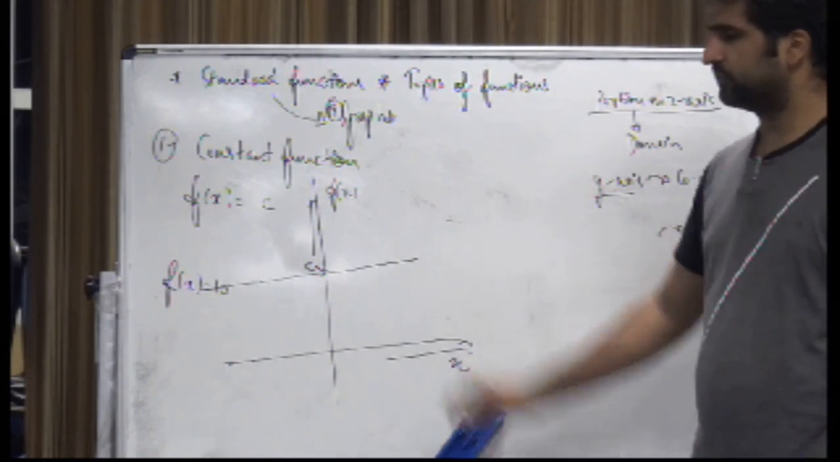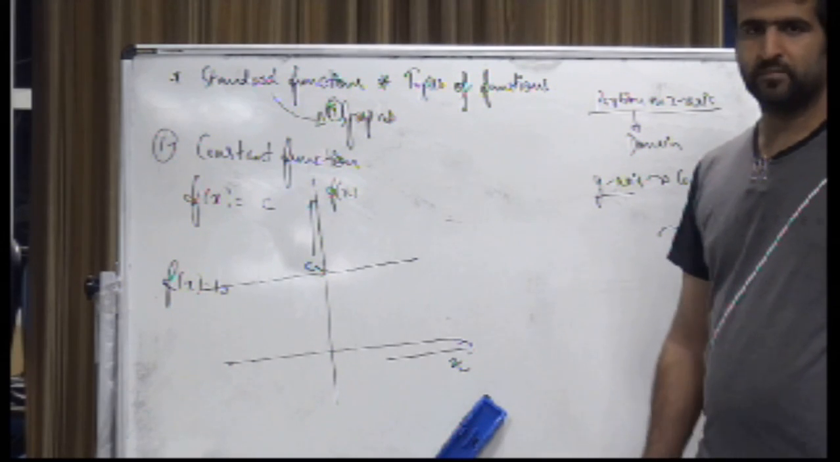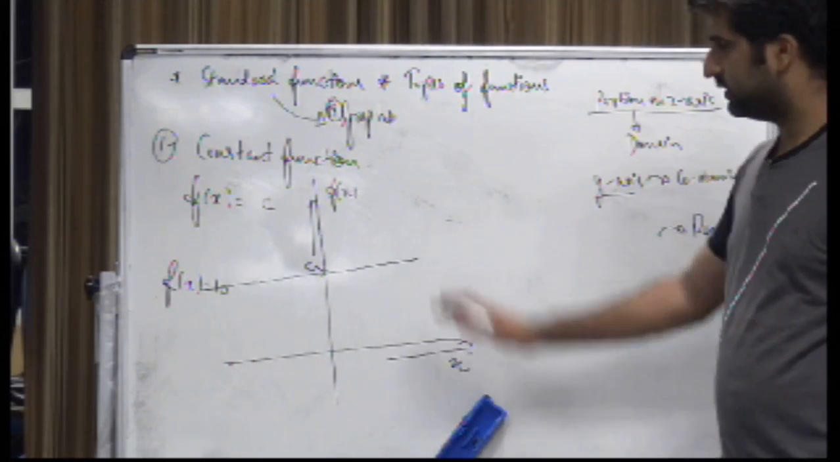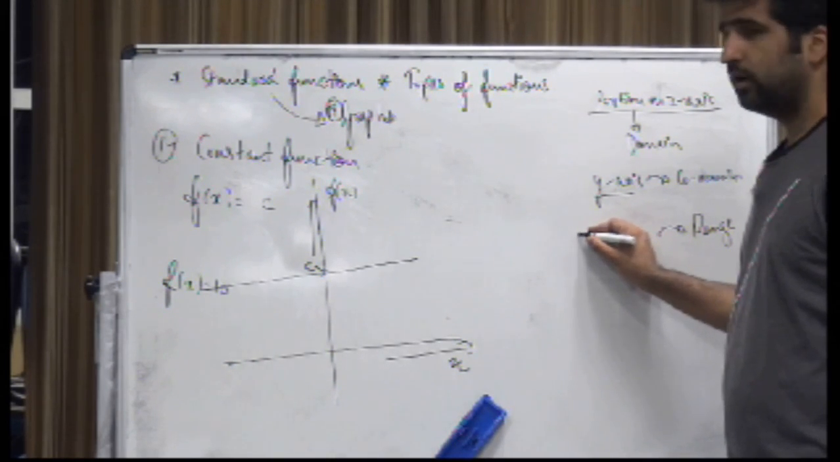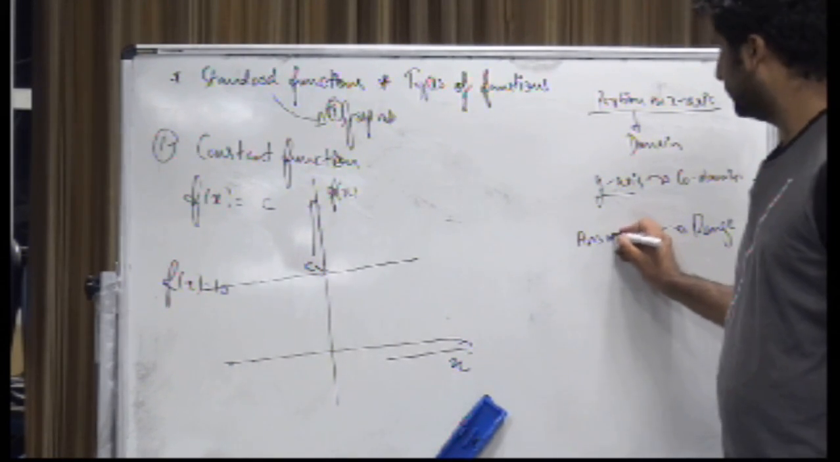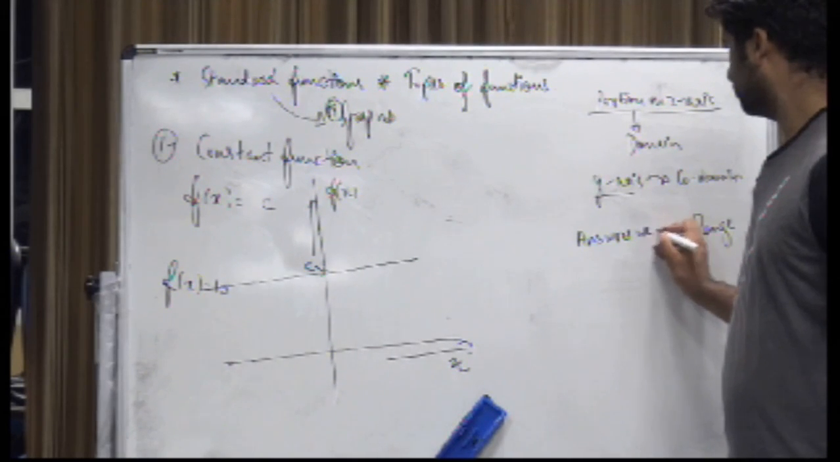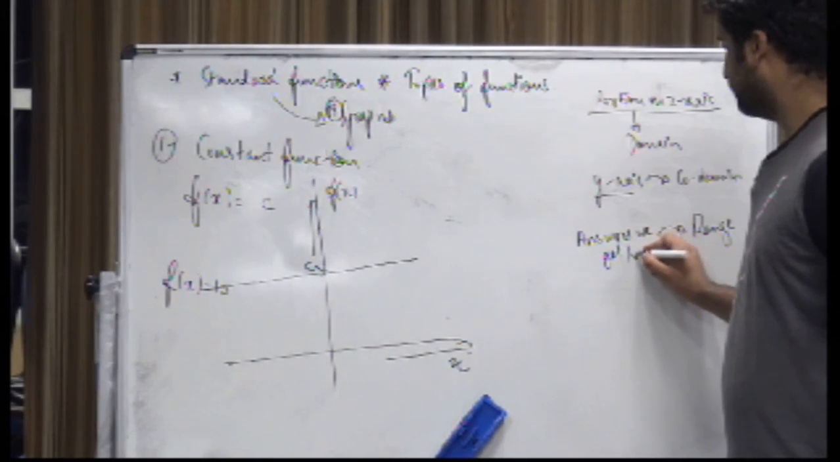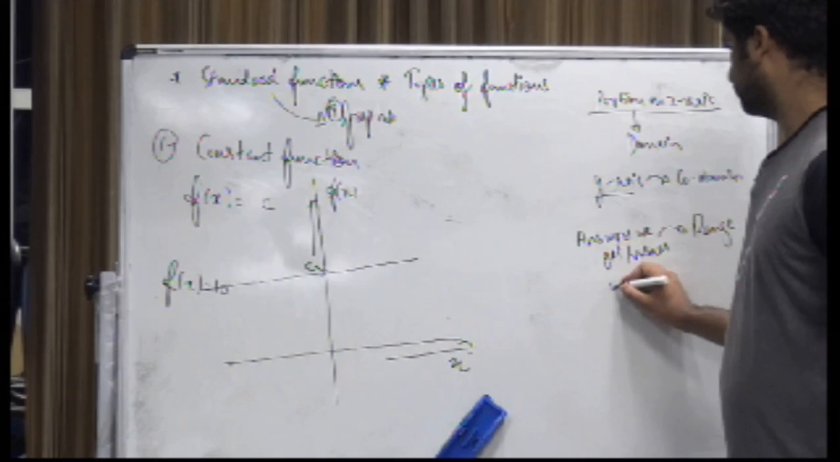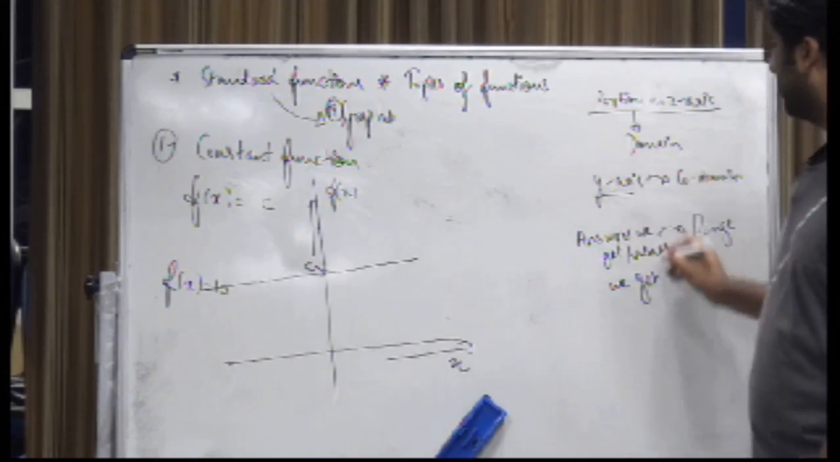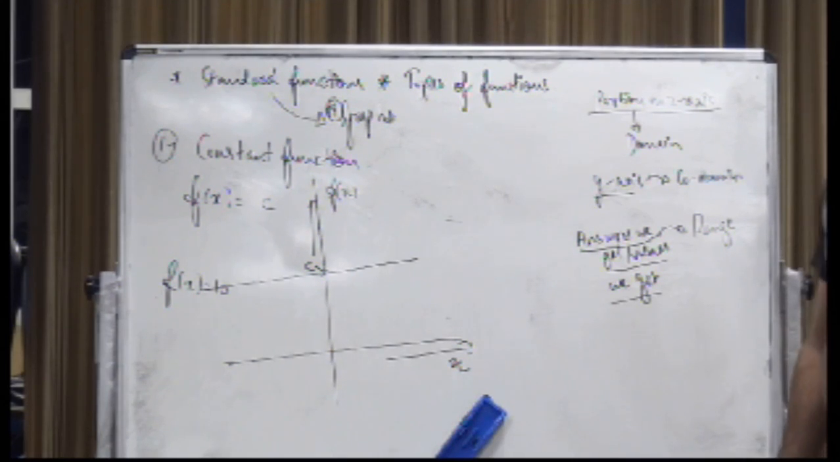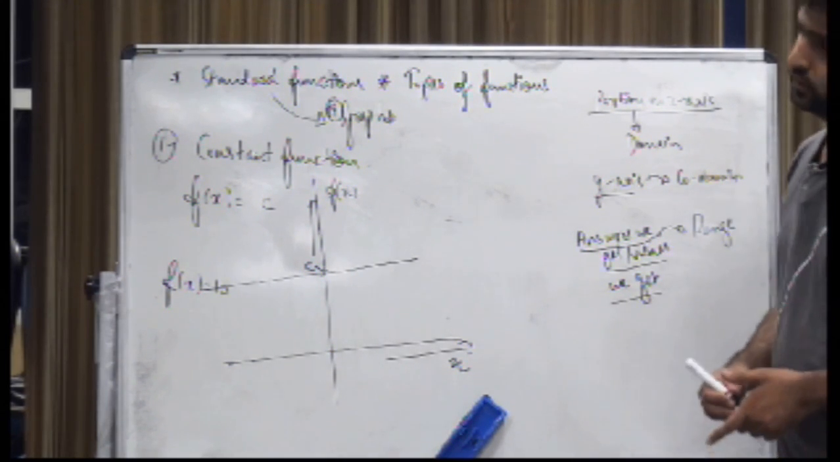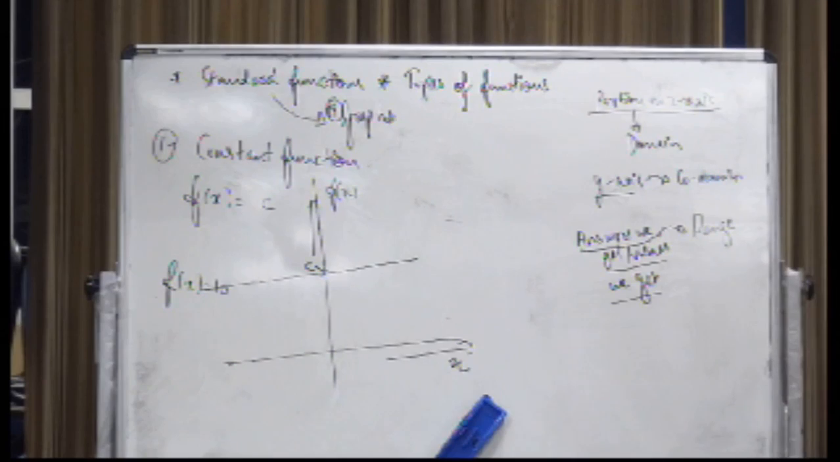What is the range of this function? C, only C, a singleton set. So the range will be all the answers I'm getting. You can say that, or you can say all the values we get. All the answers we get, all the values we get, they come under the codomain. So range is a subset of codomain. Range is a subset of codomain.